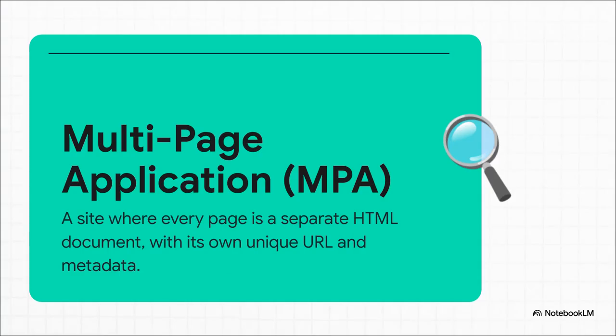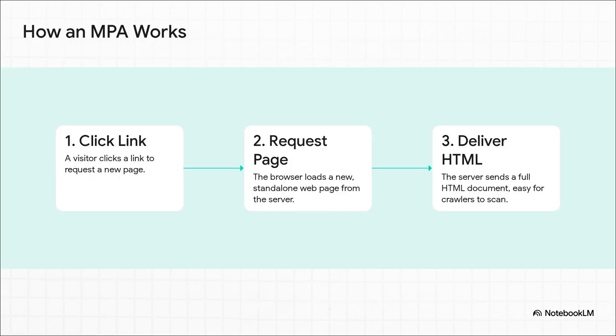The best way to think about an MPA is to picture a classic library. Every single book, or in this case, every single blog post, every product page, every article. It has its own unique cover, its own title, and its own specific spot on the shelf. This makes it incredibly simple for the librarian, or for Google, to find it, understand it, and recommend it to someone else. And the process itself is just beautifully simple.